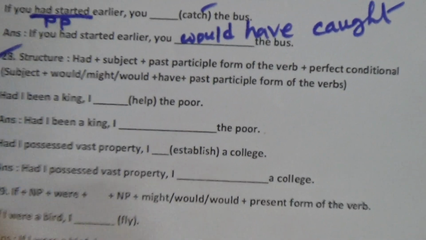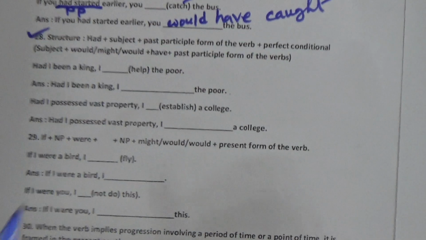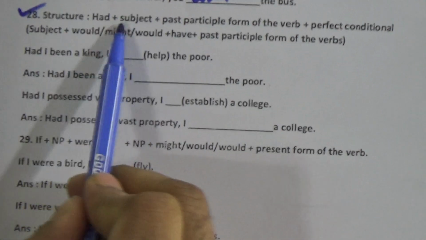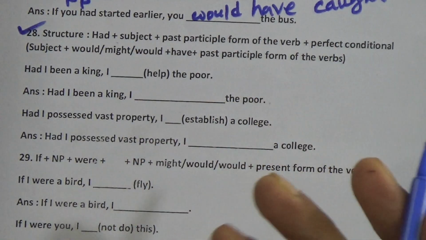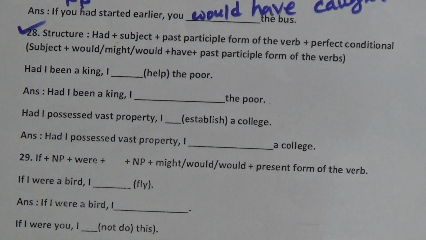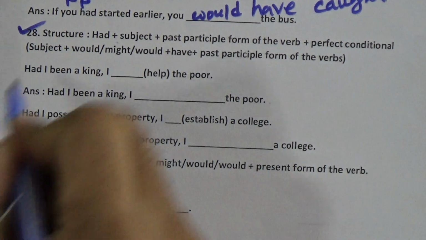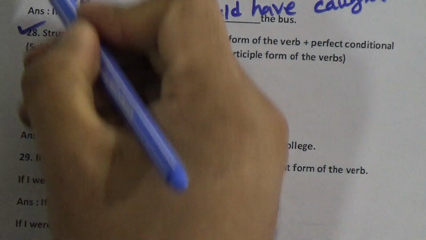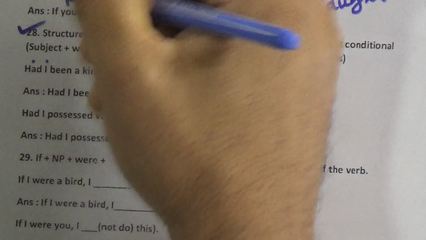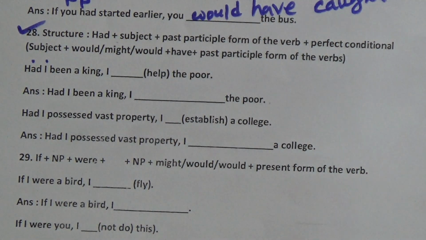Very important rules. All these rules are important. That means the structure is "had plus subject." Here, had will sit before the subject. Had plus subject, same thing. This is almost similar to rule 27.